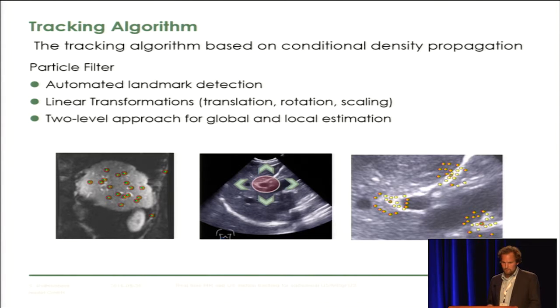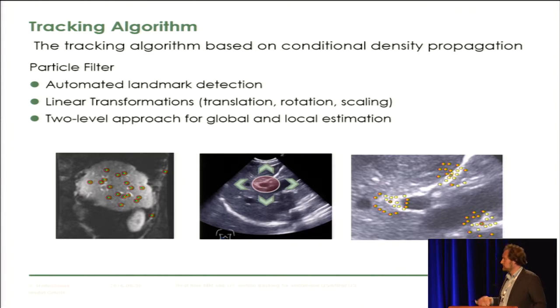And this is done, as I already said, in a two-level approach. First, a global net transformation is estimated for all tracking features, and then local deformations of the tissue are accounted for by local optimizations of the tracking feature points.